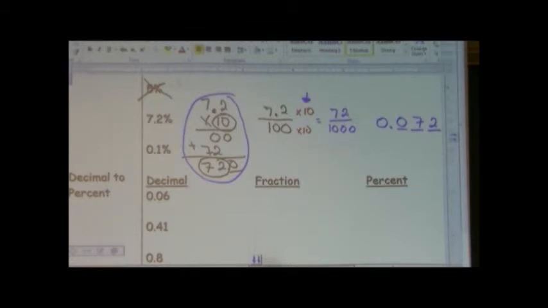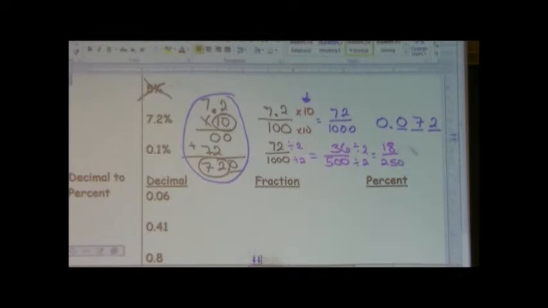Now this is not simplified. If you think about it, 72 out of 1,000, you can divide this by 2, at least by 2, because both of them are even numbers. And if you divide by 2, I know 1,000 divided by 2, well, that's half of 1,000, which is 500. And 72 divided by 2 is going to give me 36. Now they're still even numbers, so I can divide by 2 again. 36 divided by 2, that's 18. And half of 500, that's 250.